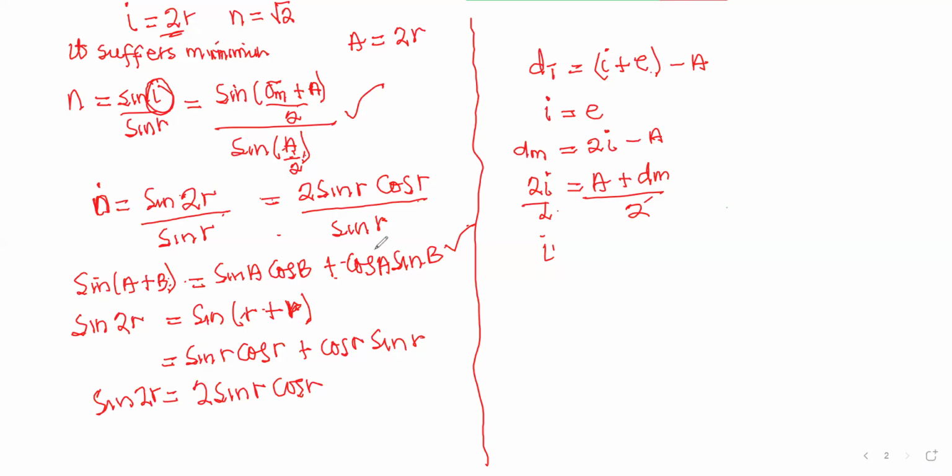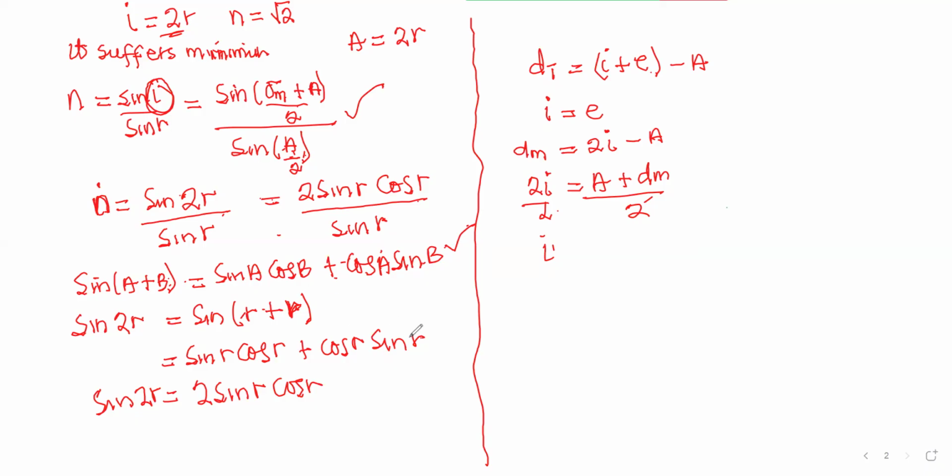Please, are we okay? Class, are we okay? Yes. Please, why isn't it 2 cos R?